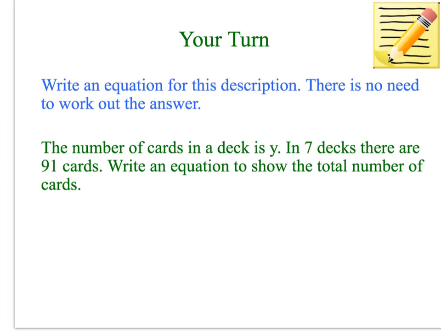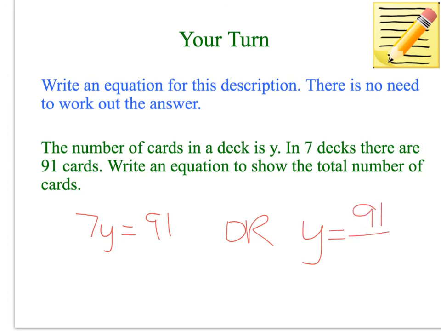Okay, so hopefully you have had a good go at this and are able to work it out. So number of cards is Y. So 7 decks, there are 91. So I would write 7Y equals 91. You could also write Y equals 91 over 7. So either of those would have been correct. Okay, so that seems pretty easy to me, so hopefully we'll do well with our textbook answers.